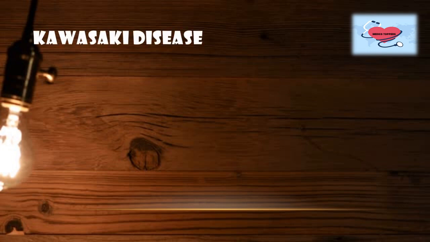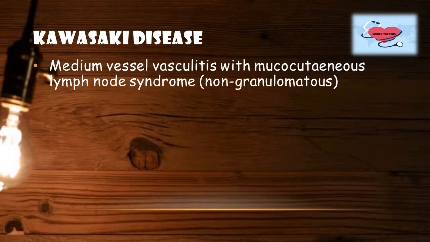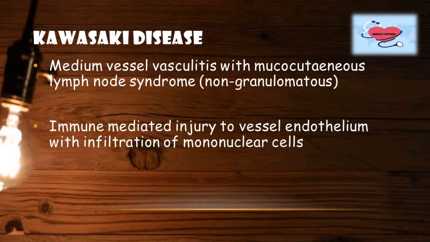So now let's see regarding Kawasaki disease. I already told you the other name of Kawasaki disease, that is mucocutaneous lymph node syndrome, and it is one of the medium vessel vasculitis and it is non-granulomatous, everything you people know. And it is an immune mediated injury to vessel endothelium. There will be infiltration of mononuclear cells and it mainly affects children. Okay.